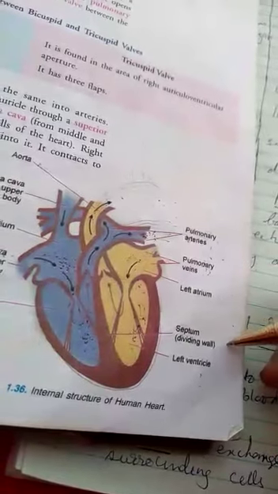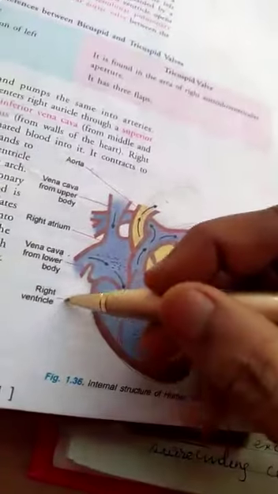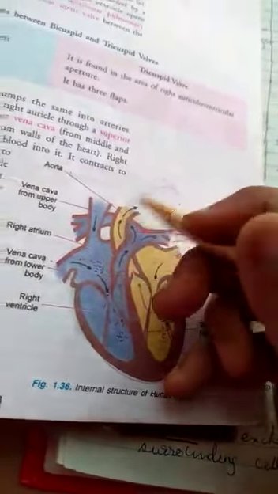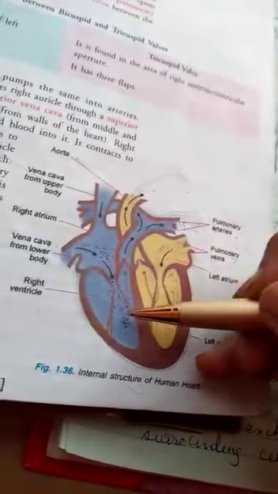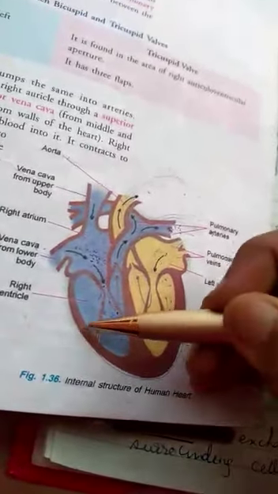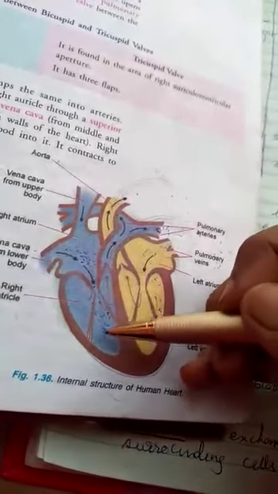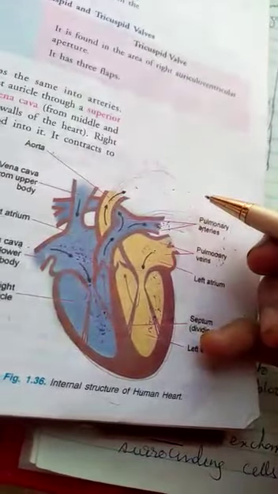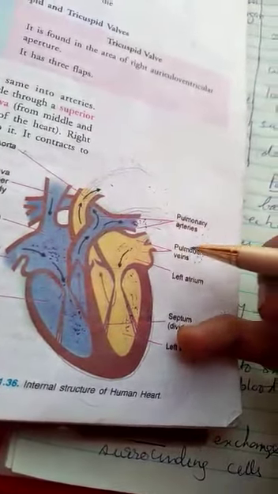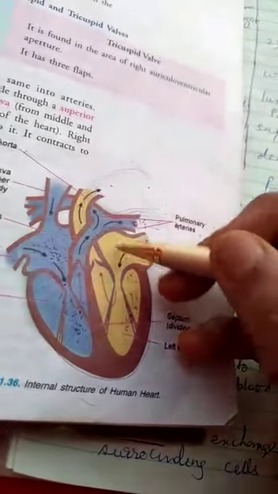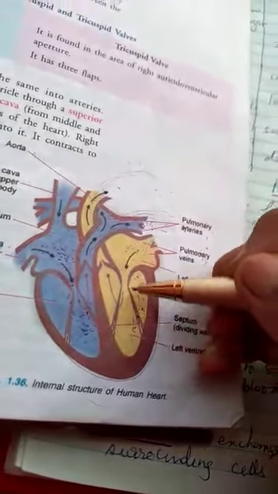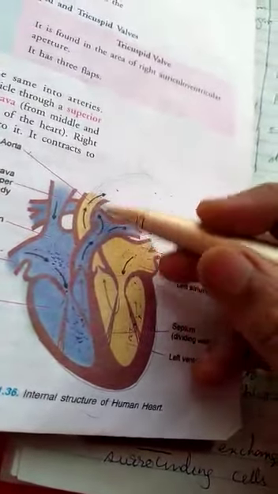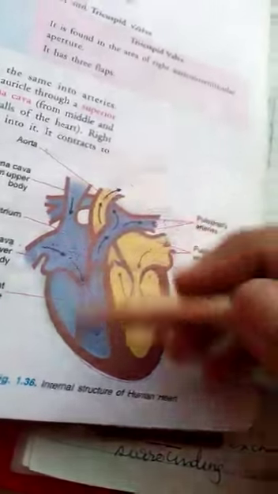Deoxygenated blood will be collected by the venules, brought back to the veins, and through the vena cava it will reach the right auricle. When this right auricle contracts, the blood will come to the right ventricle. When the right ventricle contracts, the blood from the pulmonary artery will move to the lungs. There it will get oxygenated. The oxygenated blood will come from the pulmonary veins to the left auricle, and when this contracts, it will come to the left ventricle. When the left ventricle contracts, the oxygenated blood will go to the aorta. This cycle will be repeated.